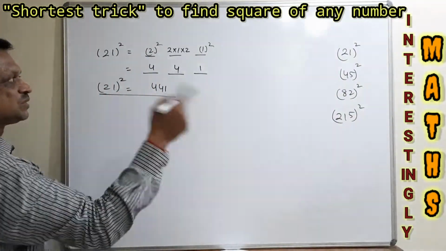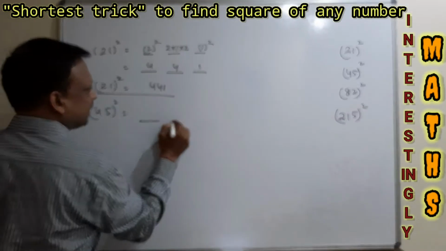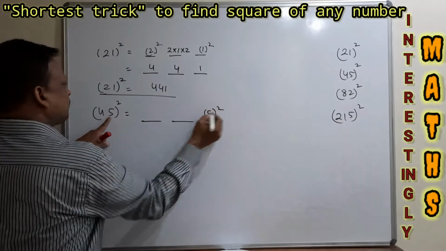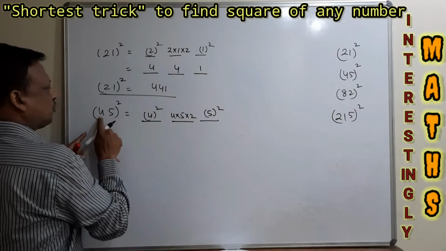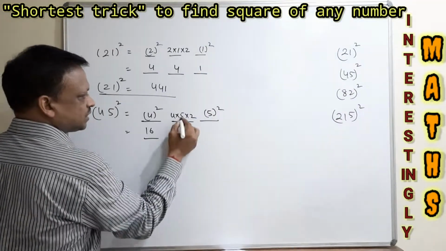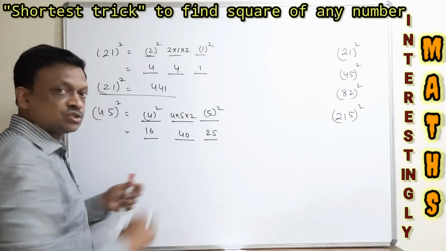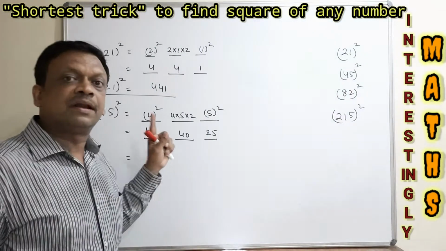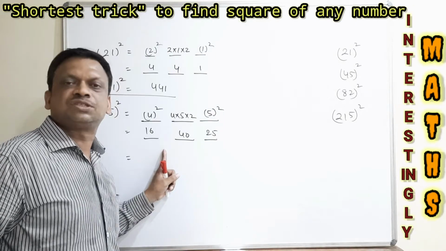Very simple one. So now taking the second one, that is 45 square. I'll mark three places. 5 square will be here, 4 square will be here, and here 4 into 5 into 2. Right? Got it? This is 16, this is 40, this is 25. So now writing the number. I told you, 1's digit from here, 10th digit from here, 100th digit from here.